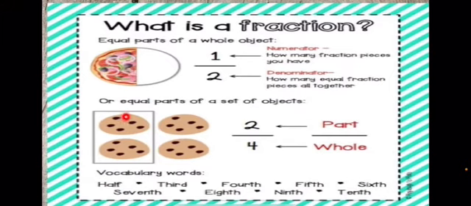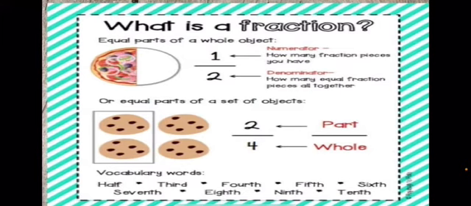Now equal parts of a set of objects. So a fraction is also the equal parts of a set of objects. For example, you can see there are 4 cookies over here. You gave 2 to your friend. So now these 2 belong to your friend and these 2 are with you. So how many parts do you have now? That is 2 by 4. So 2 will come in the numerator and 4 will come in the denominator.